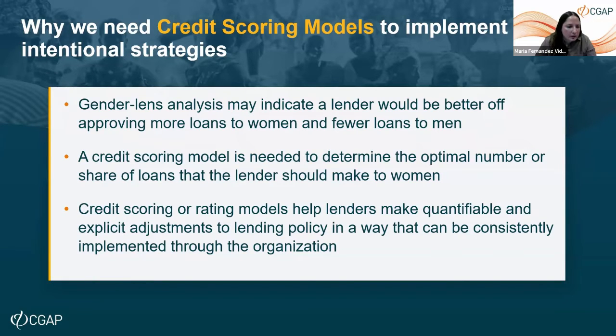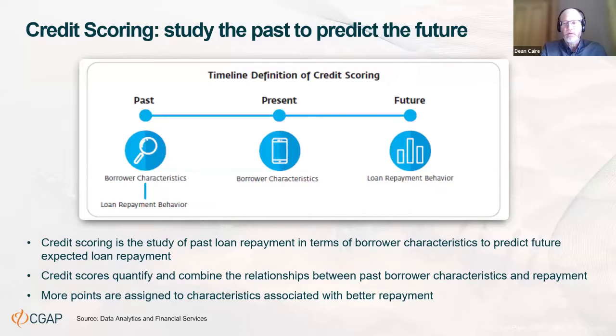Go ahead. Okay, great. So now, for those of you who already use credit scoring, this will all be clear, but up till this point, to do that gender lens analysis, you don't need to have credit scoring, but if you want to apply the strategies, you would need a scoring model or a similar model that segmented borrowers by risk so that you could apply a strategy.